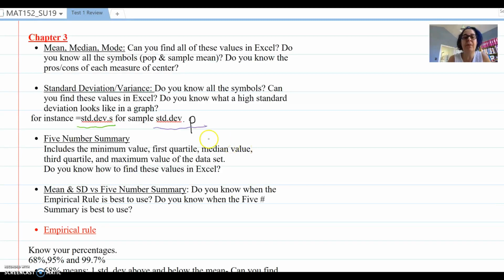So what is 5-number summary, and how do you find the 5-number summary values? That's also important. So when do you use 5-number summary? When do you use empirical rule? That's also important. 5-number summary, you use it if a distribution is skewed to right or left, or if you have an outlier. We use empirical rule if a distribution has a normal shape.